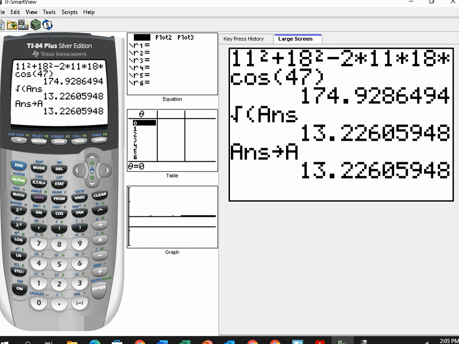So now if I type A for anything, I have this stored value in there. Wait, for A, that means we would have to clear our stored values? No, you can store over them. Oh, so it's just like when you store something else. Yeah, it just replaces it.